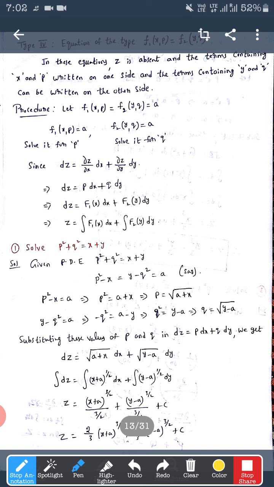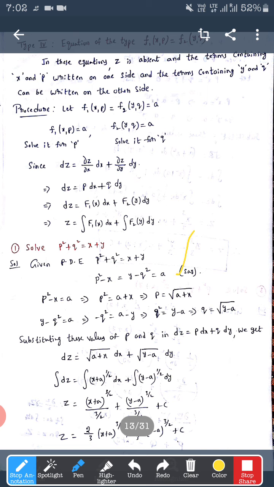So p square plus q square is equal to x plus y. First we will transform p and x terms to one side. That means p square minus x, and if q square comes to the right hand side, this becomes minus q square. Therefore p square minus x is equal to y minus q square is equal to a. That means some constant a.